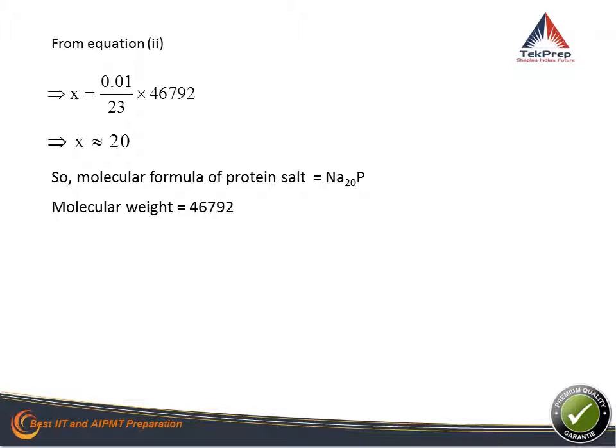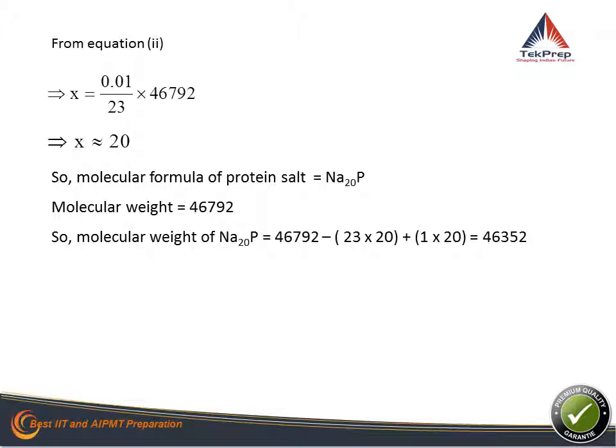So what is the molecular weight of H20P? It would be 46792 minus 23 into 20, because we have 20 atoms of sodium, plus 1 into 20 for hydrogen, and we arrive at 46352. Since the sodium is getting replaced by hydrogen, we reduce the sodium weight from the molecular weight and arrive at the answer. So the right answer, which is the molecular weight of the acidic form of the protein, is 46352, and the right answer is option D.